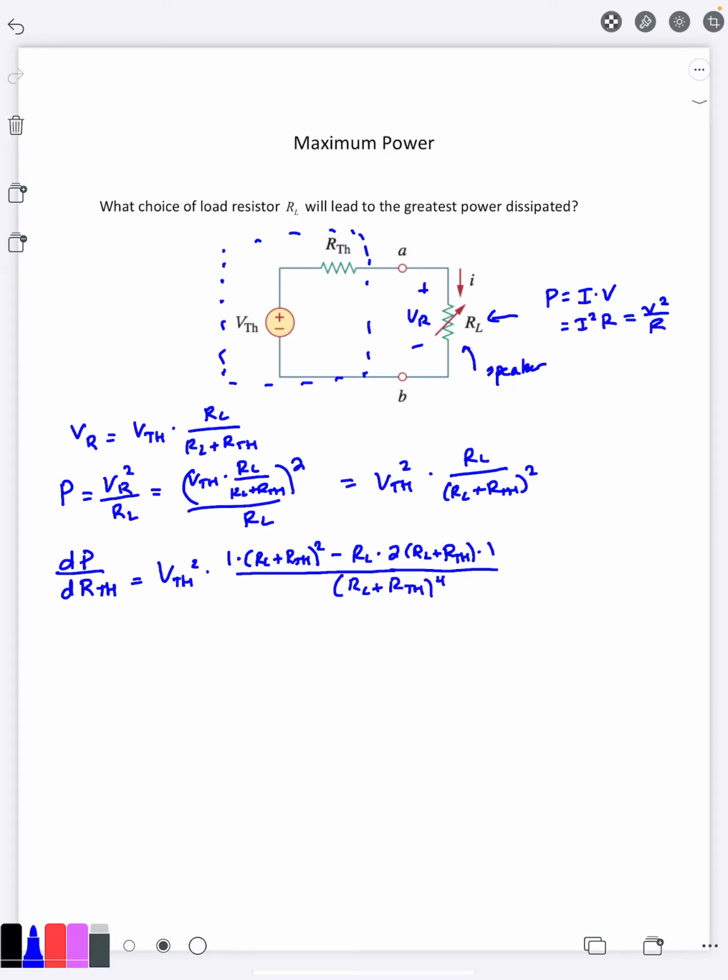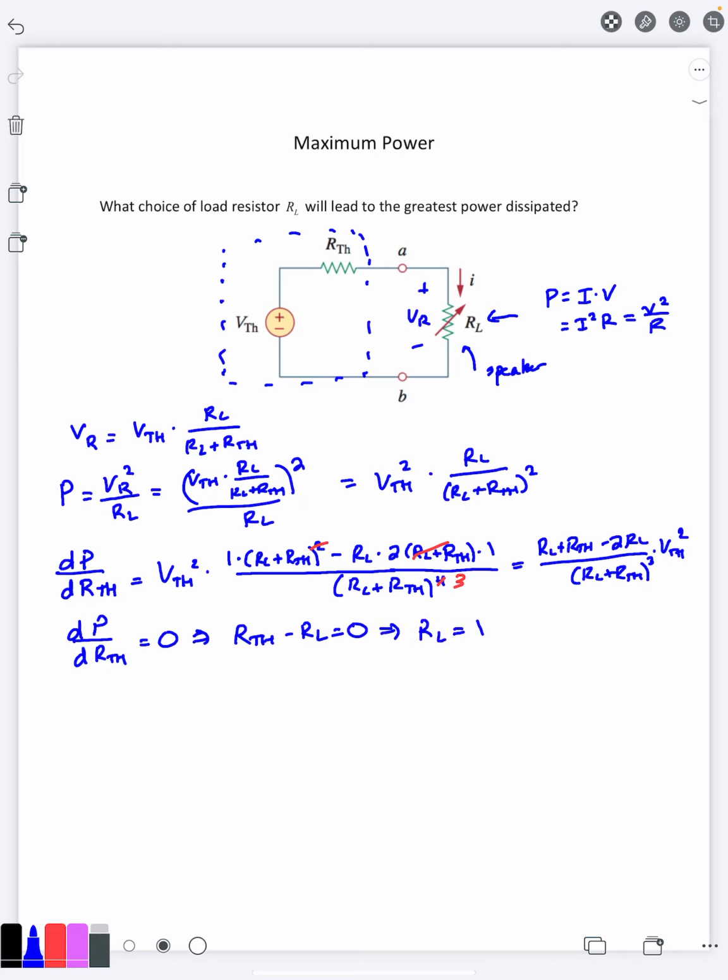It was already squared, so squared squared makes it the fourth power. And we can even factor out one of these RL plus R Thevenins on top, and it will end up canceling out here. So then on top, we're going to have RL plus R Thevenin minus 2RL over this part, and then we still have the V Thevenin squared here. And if we want this whole thing to be 0, that's only going to happen when the numerator is 0, which is when R Thevenin minus RL is 0. So for that, we need RL to be R Thevenin. And so this gives us our nice result that if you want to maximize the power, you need the load resistance to equal the Thevenin resistance of your circuit.